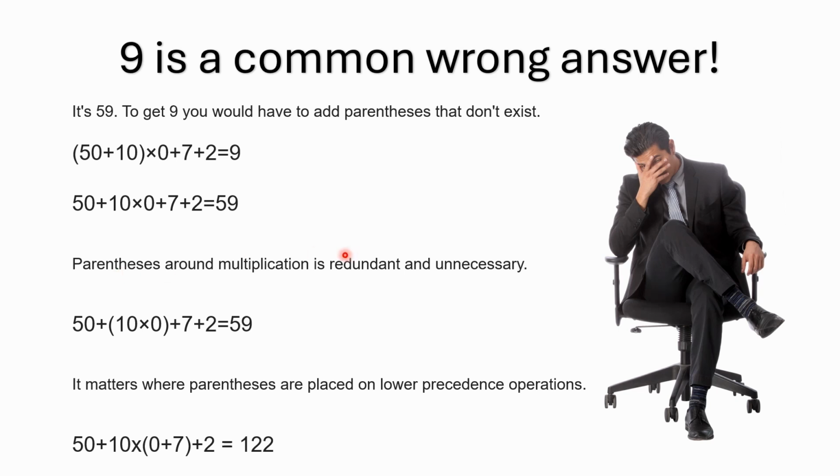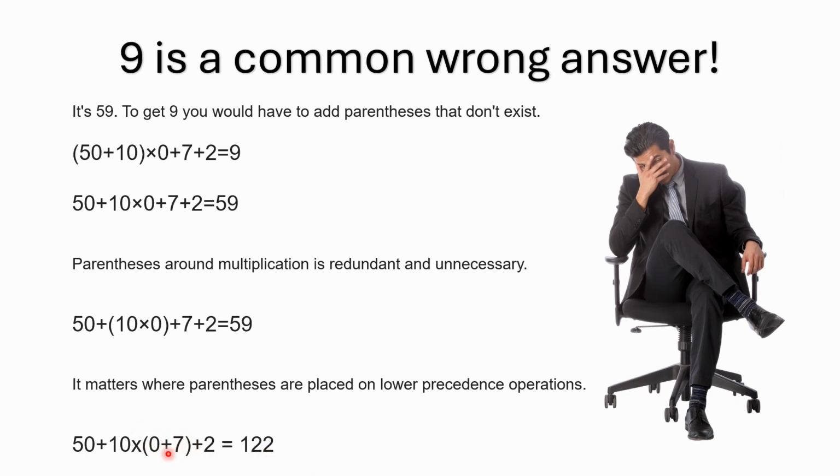So parentheses around multiplication is redundant and unnecessary. You could put parentheses around the 10 times 0, for clarity's sake. There's nothing wrong with that. But the answer is still 59. It does matter, though, where you put parentheses in a problem. You can't just add them wherever you want. If you're given this problem without any brackets, without any parentheses, you can't just add them anywhere and hope to get the right answer. In other words, if you put them around, say, the 0 plus 7, like you see down here, you're going to get the answer of 122.